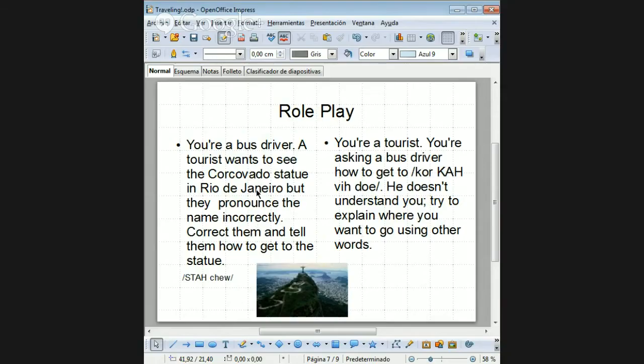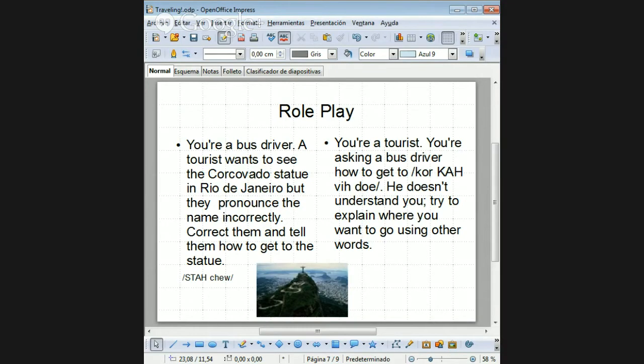Okay. Yeah, and Claudia, maybe start with a hello. I have to start? Yes. I don't understand what you want to visit here in Rio de Janeiro. Can you repeat, please? Yeah, and Salvatore, can you go ahead? I have two answers, teacher. Yeah, so pretend that you're the tourist and you want to get to this statue. So she said she doesn't understand what you're saying. How would you answer?